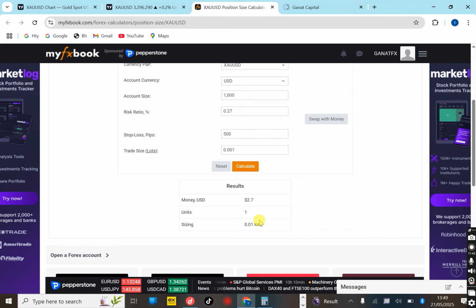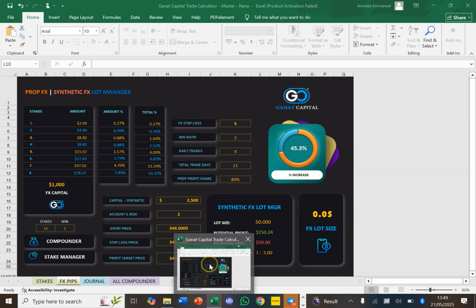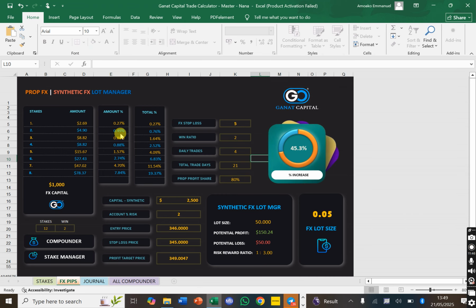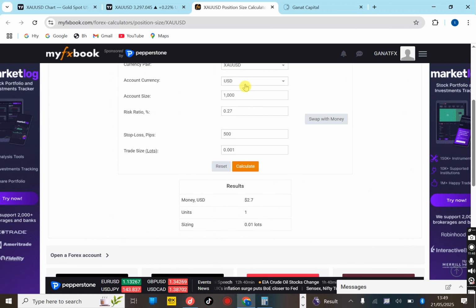I'll just add that and calculate. So you see, it's telling me I'm using 0.01 lot. I'm only risking $2.7. It means my take profit is going to be times 2 of this, because I'm doing 1:2. You get it? Good. So let's say I lost the first trade, and then I take the second trade. I go back to my calculator and see the next one. The next one is telling me I should risk 0.49%.